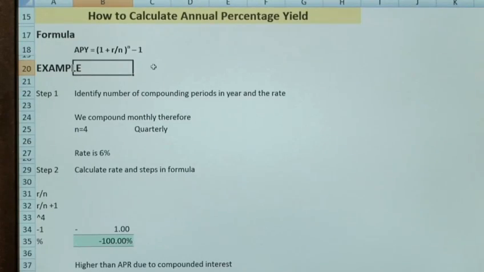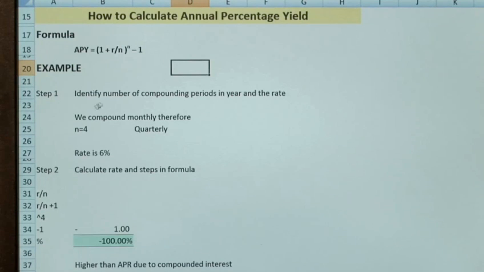Okay, so in terms of the formula, we've got that the annual percentage yield equals 1 plus the rate divided by n, which is the number of periods that we are getting compounded in the year, multiplied by n, less 1 to give us the interest rate.